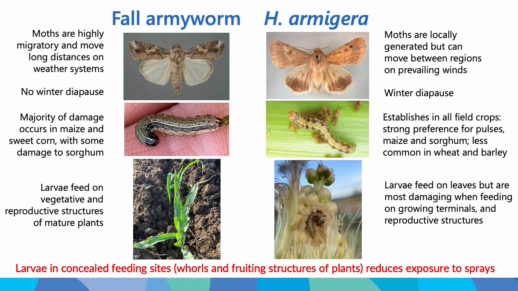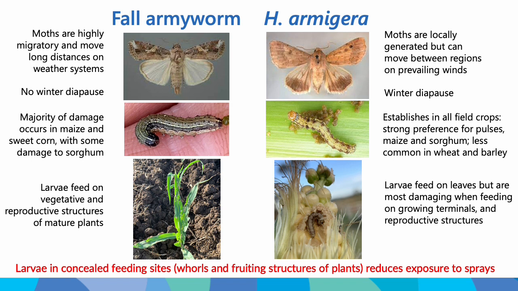Armigera also has a winter diapause, so in other words, it can remain dormant in the soil through winter and then re-establish in crops during spring. Whereas fall armyworm can't tolerate those kinds of cold temperatures and they will die out in winter, particularly in inland regions which experience regular frosts. Armigera also has a very wide host range and it will establish in all field crops, with pulses, maize and sorghum being particularly at risk from damage.